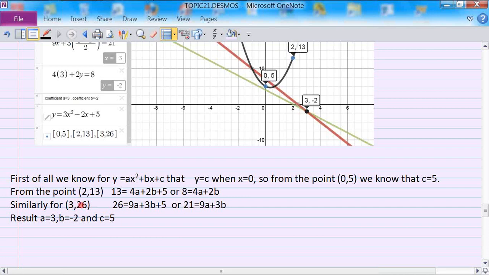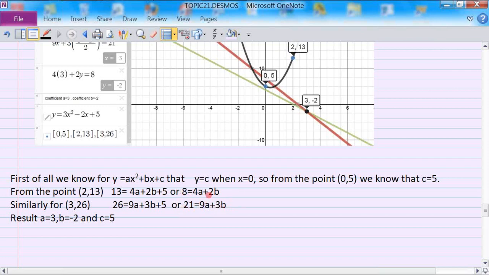And on this equation, x is 3, y is 26. We plug it in here, y is 26. A is multiplied by x squared, x is 3, 3 squared is 9, so we get 9a. And here x is 3, so we get 3b plus 5. We transpose this 5 over to the left, and we get 26 minus 5, which is 21, is equal to 9a plus 3b.